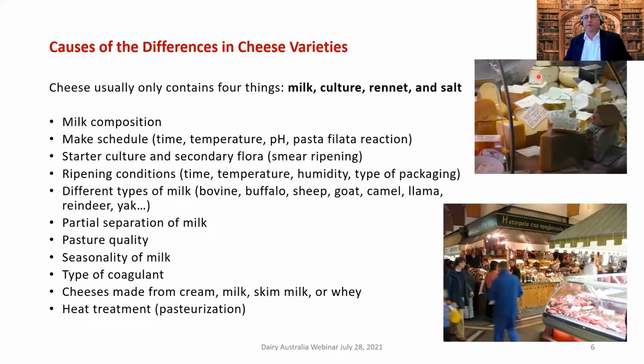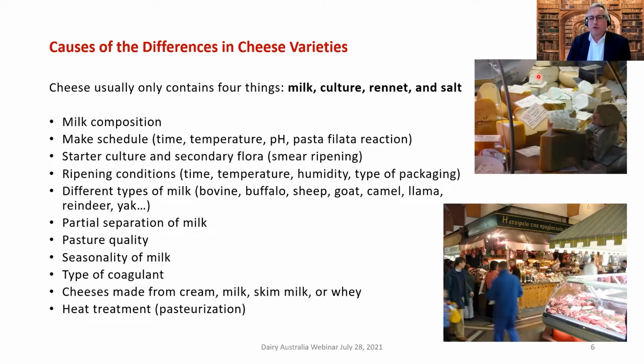So what causes differences in cheese varieties? It's a number of things, but first I'd like to point out that cheese only contains 4 things generally, unless it's something else like processed cheese, and that's milk, culture, rennet, and salt, by and large.